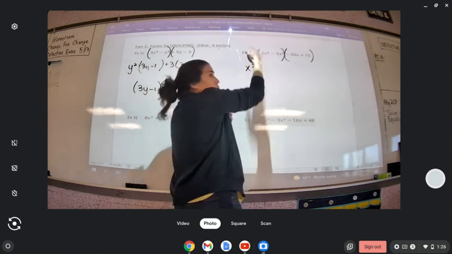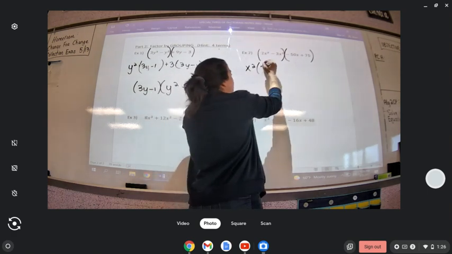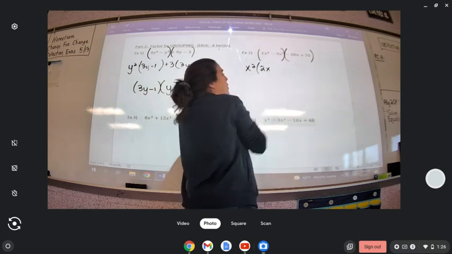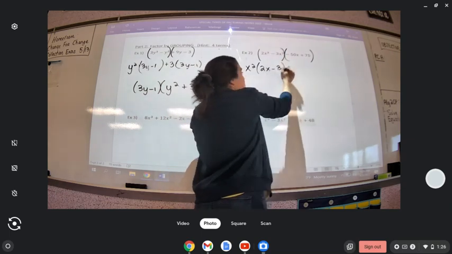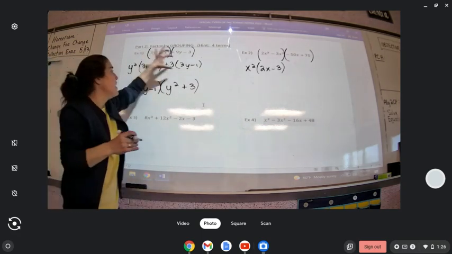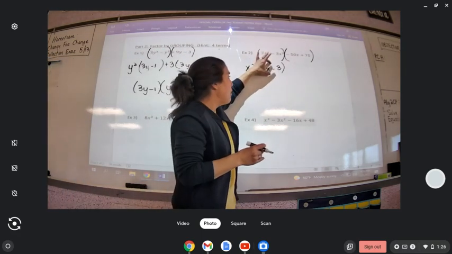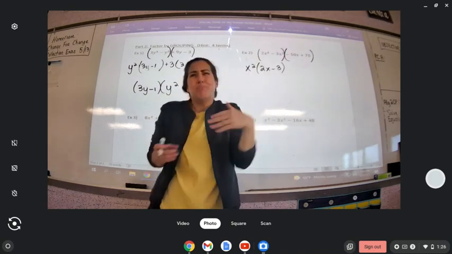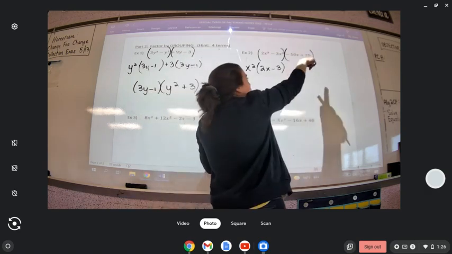x squared times what gets you 2x to the third? 2x. And then x squared times what gets you back to a negative 3x squared? Negative 3. Now guys, remember, now you know if factor by grouping is going to work, you need that matching parenthesis. So now you know what you're aiming for over here. Don't force it, but let it guide you. All right, now we go to the second group.